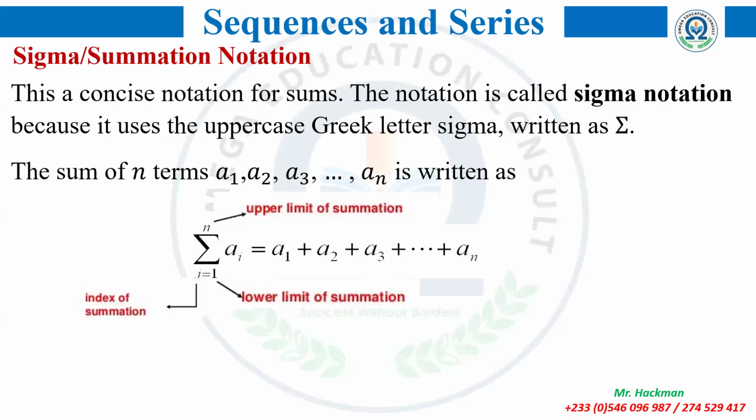Anytime you are summing numbers, you can use this notation to make your work very easy, I mean, for you to write less. The notation is called sigma notation because it uses the uppercase Greek letter sigma. And you know, whenever in JHS you were told that you are finding the mean, what is the formula for finding the mean?